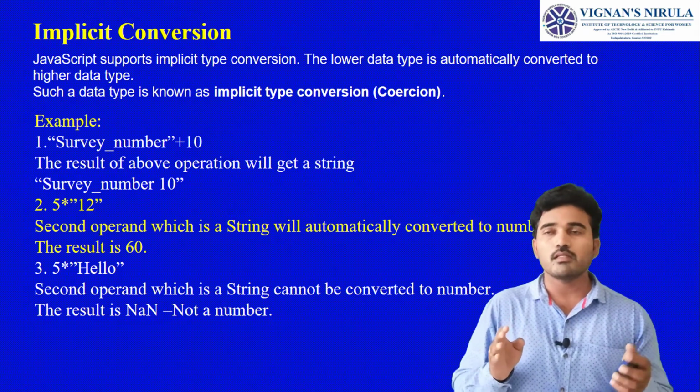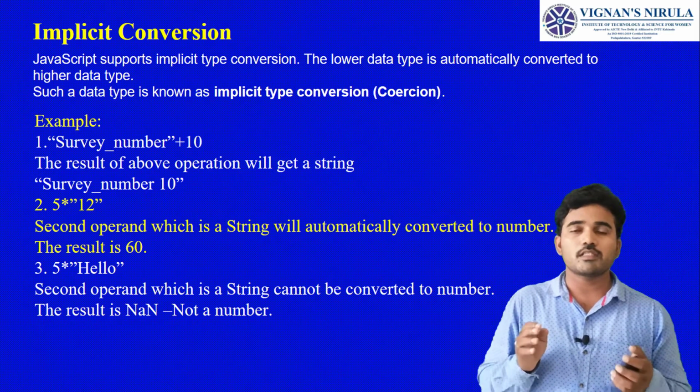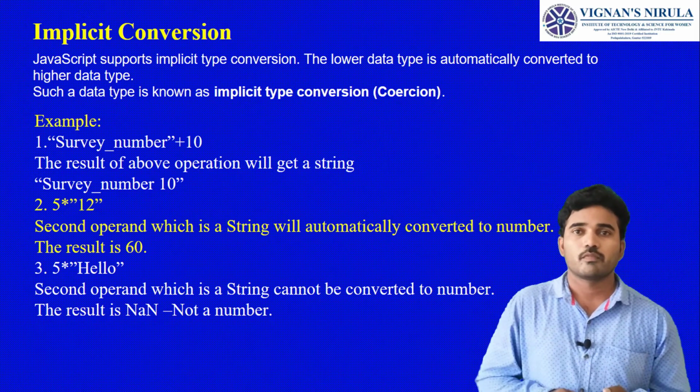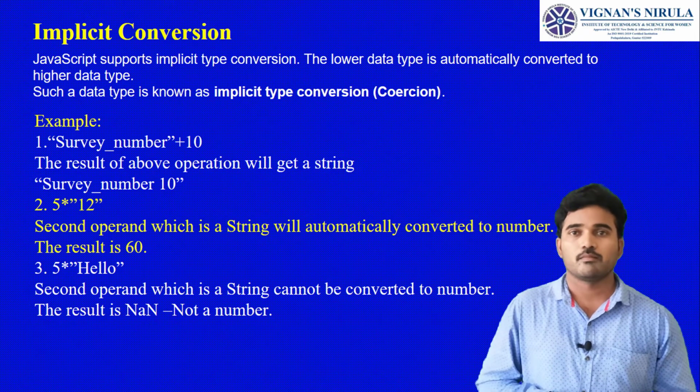Whereas coming to the third one, that is 5 * "hello", where it is a string. So the second operand, which is a string, cannot be converted to a number. So the result is NaN, which stands for not a number.